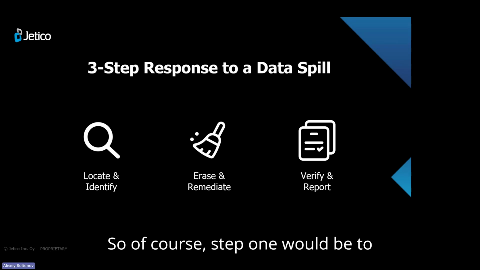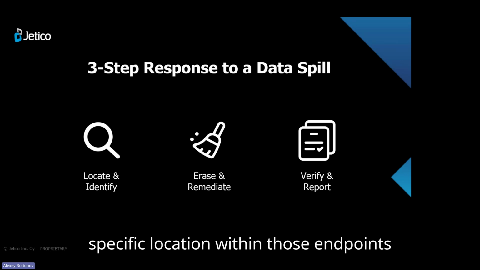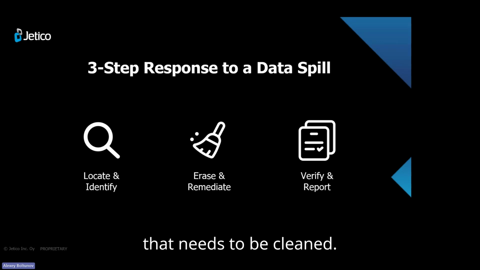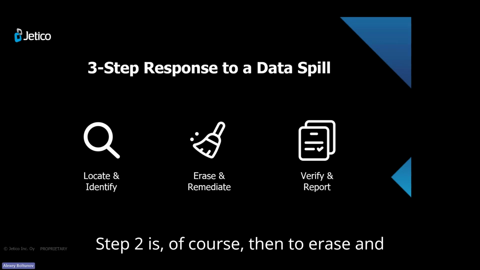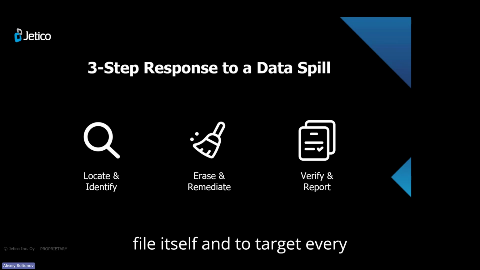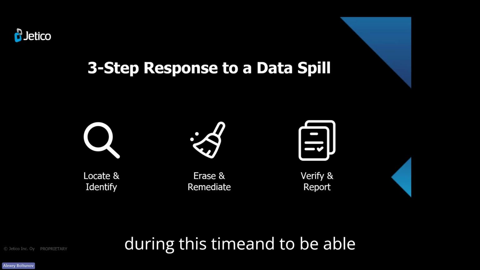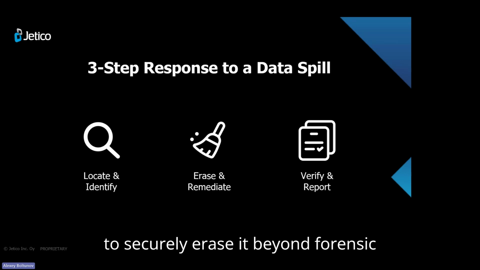So of course, step one would be to locate and identify the data spill, right? To identify the affected endpoints, to identify the specific location within those endpoints that needs to be cleaned. Step two is, of course, then to erase and remediate, to target the instances of the file itself and to target every data remnant that has been created during this time, and to be able to securely erase it beyond forensic recovery.